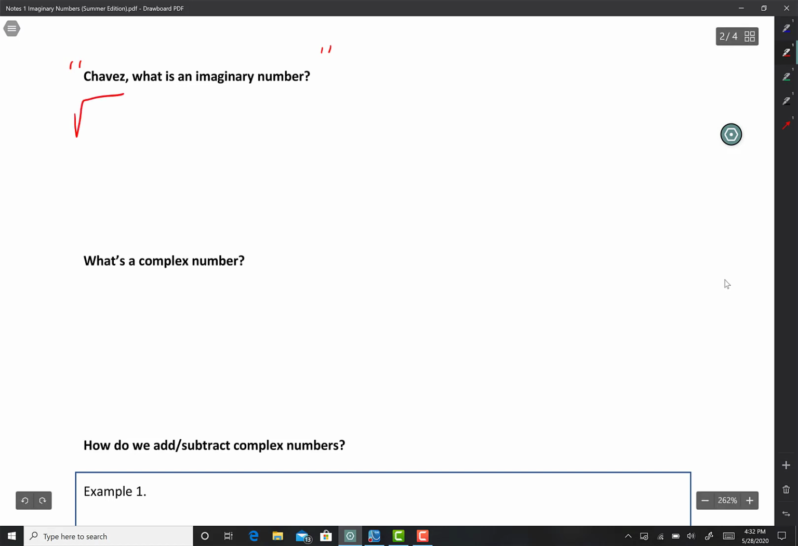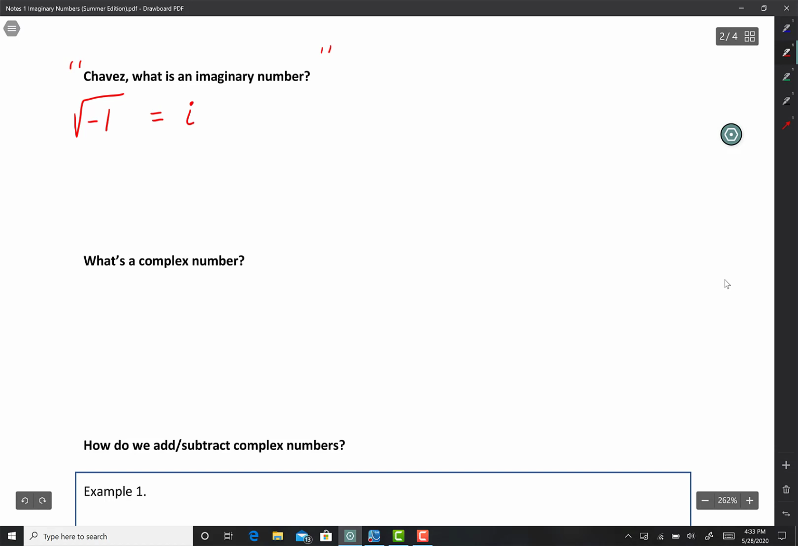An imaginary number is the square root of negative 1. You know that the square root of 1 is 1, but if I have a negative in there, if you try to do this on the calculator, it's probably going to say error unless you already have it in imaginary mode. So the square root of negative 1 is described as i.